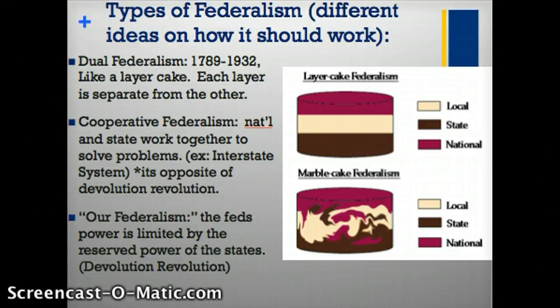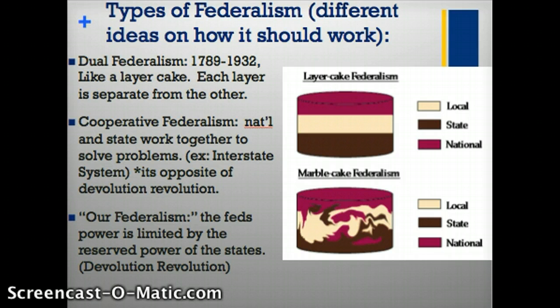There are different types of federalism, and these different types of federalism are just different philosophies on how the federal and state governments should interact with each other. Throughout the course of our United States history, we have had different views, and those views have changed. So we're going to start with dual federalism.